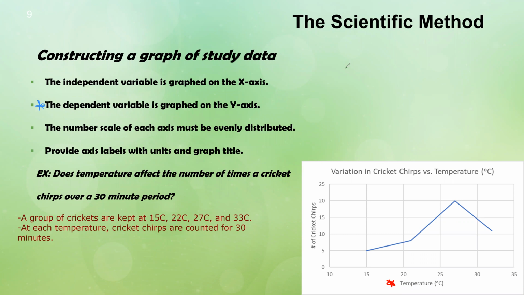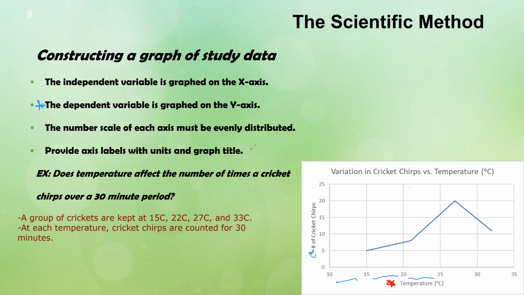Now, you want to create axes with evenly distributed numbers. So like here, I increase by 5 every time. 10, 15, 20, right? I don't just put the temperatures on there, like have a line for 15, a line for 22, right? I do even increments. Now here I wrote number of cricket chirps and they're even. They go up by 5, okay? So your axes, the numbers on them have to be evenly distributed.